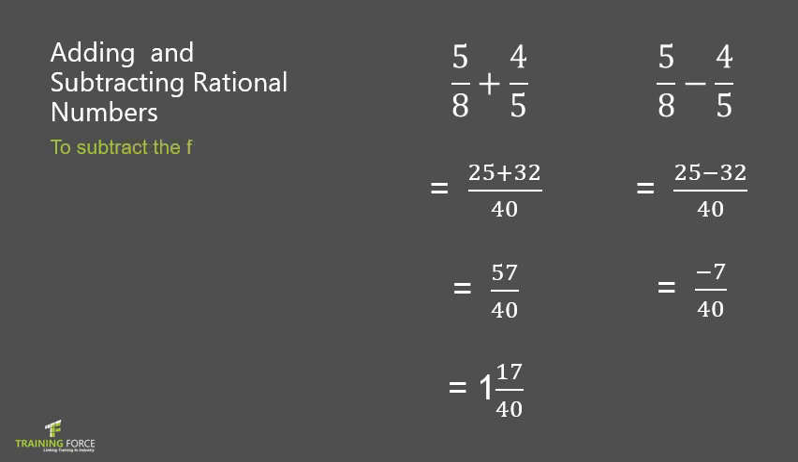To subtract the fractions, the same will apply, only that we subtract the numerators instead of adding them. So our result will then be minus 7 divided by 40.